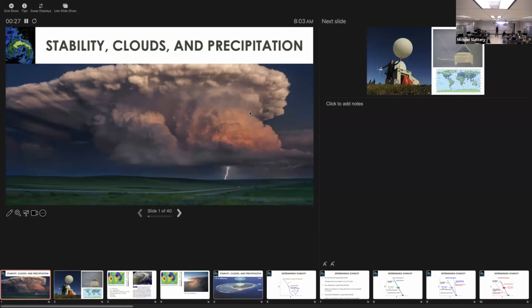So this morning we tackle stability, right? Stability, clouds, and precipitation. I don't think we'll get to clouds and precipitation. We'll see how we go.